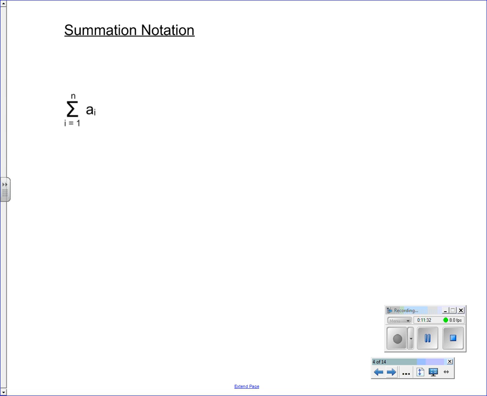So one thing we'll be doing with our sequences is adding up these sequences, adding up the first n terms, and then build up to adding up the sequence infinitely. So we're going to start with the notation that we use for that, called summation notation. This notation here is for the sum of the first n terms of a sequence.